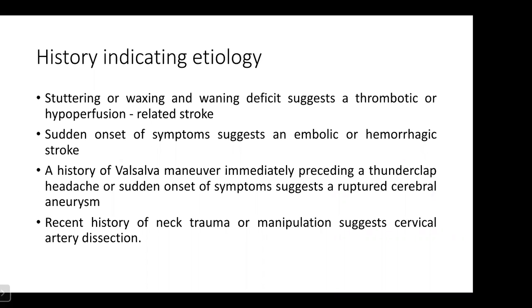Some history is very specific, so that we can differentiate the type of stroke. Which type of stroke is this? Either it is ischemic or hemorrhagic. Among the ischemic, either it is embolic or thrombotic. So today we'll be concerned with whether it is thrombotic ischemic stroke or embolic ischemic stroke. How to differentiate them?